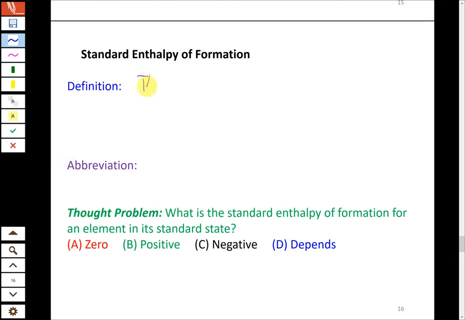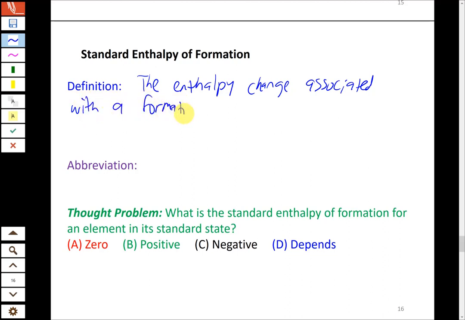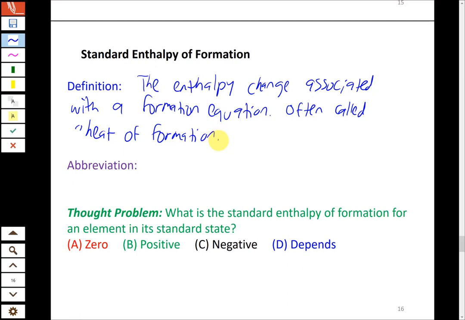So when you write out a formation equation, the delta H, the enthalpy change that corresponds to that chemical equation, is called the enthalpy of formation. You will often hear this called the heat of formation. If you hear the term heat of formation, that just means enthalpy of formation. We use those interchangeably. The heat of formation is the enthalpy change associated with forming 1 mole of a compound from the elements in their standard states.